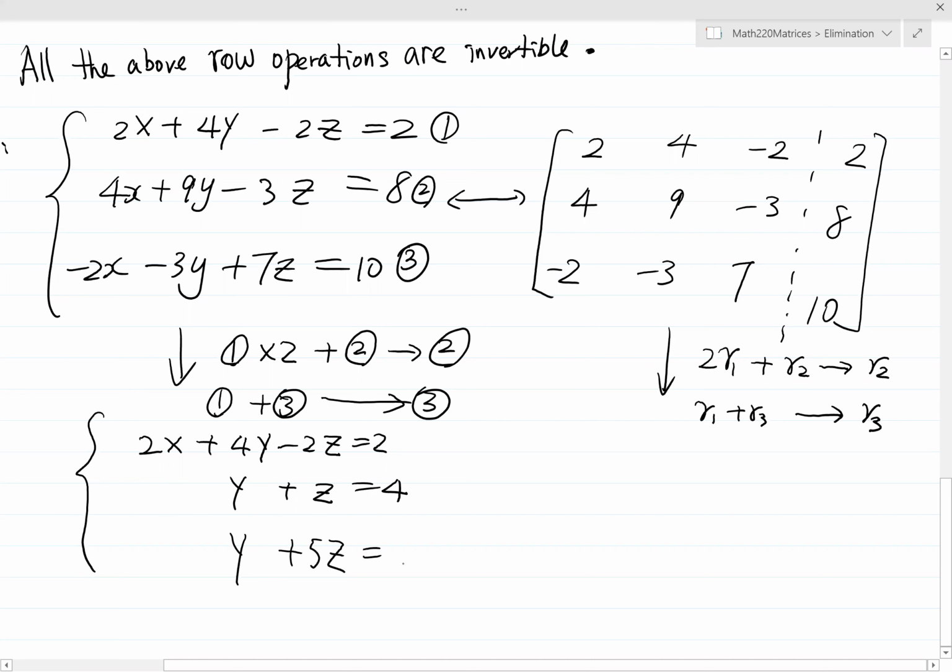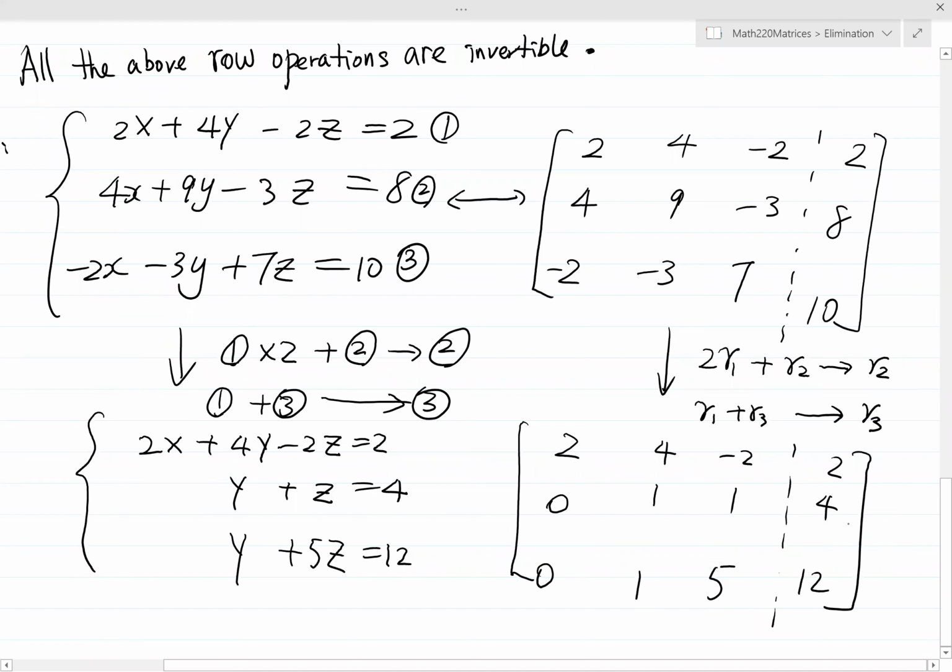which is 12. Now the corresponding augmented matrix will be 2, 4, negative 2. And then here you have 2. Now x, you get a 0, 0. Y, you get a 1, 1. Z, you get a 1, you get a 5. And then 4, 12.